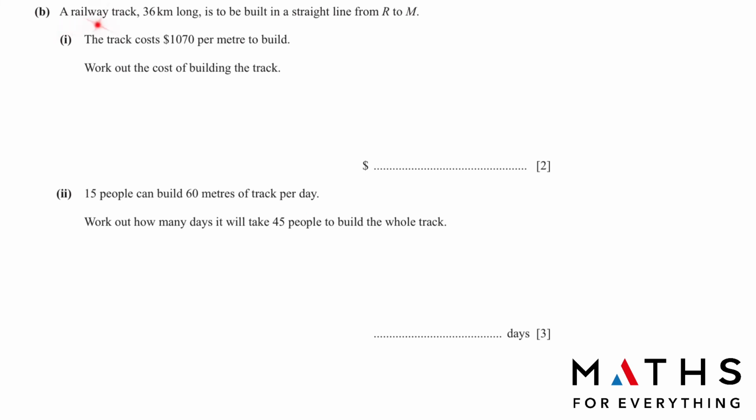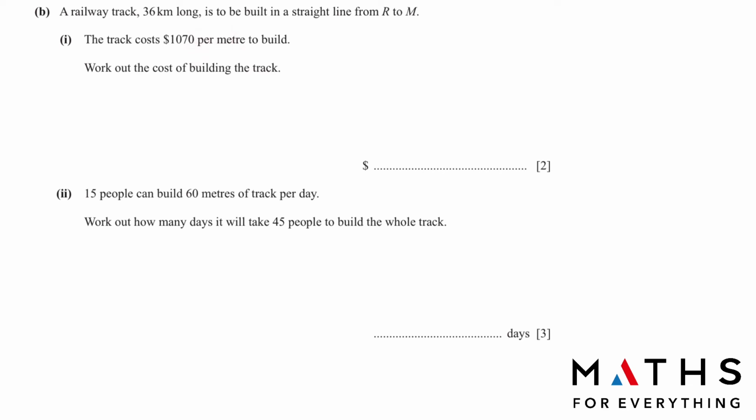Part B, a railway track 36 kilometer long is to be built in a straight line from R to N. The track costs $1,070 per meter to build. Work out the cost of building the track. This is given to us in meters.